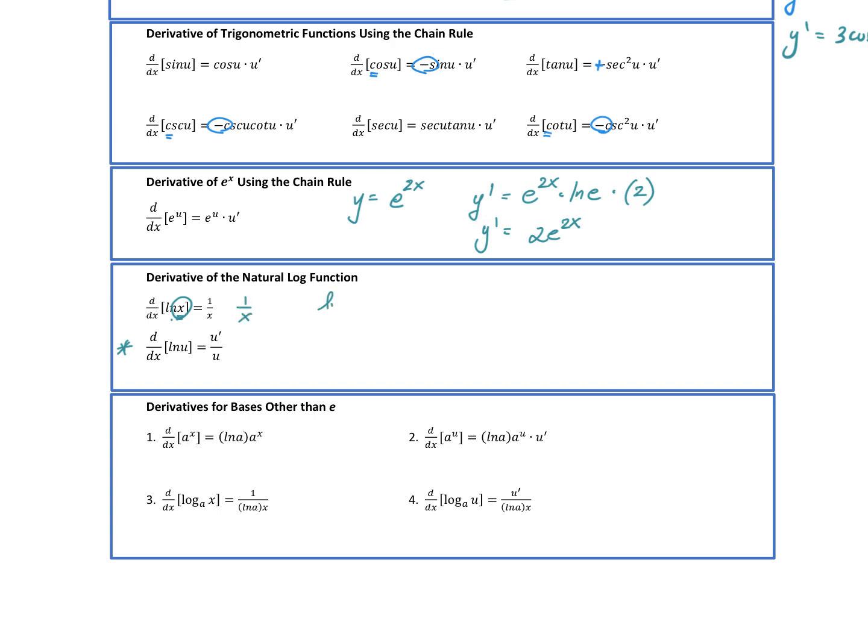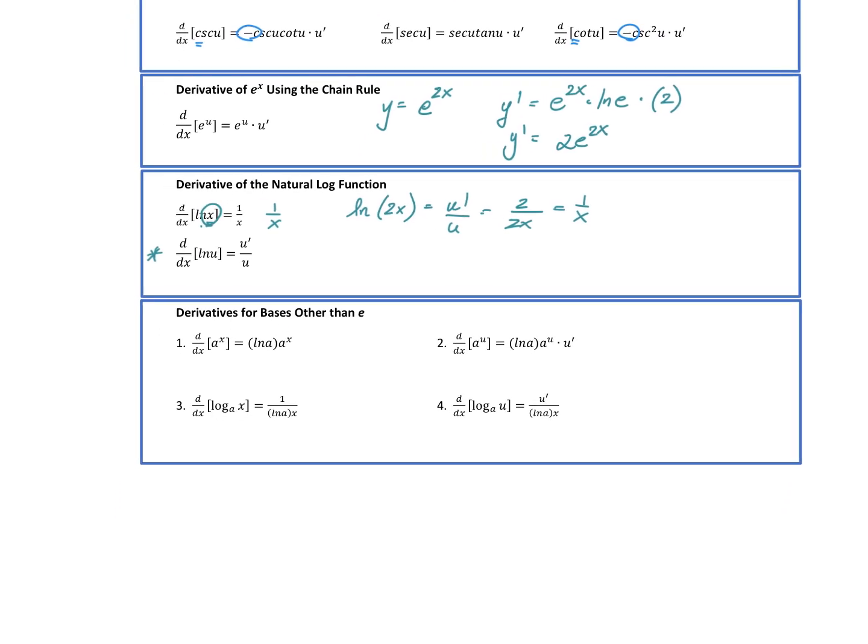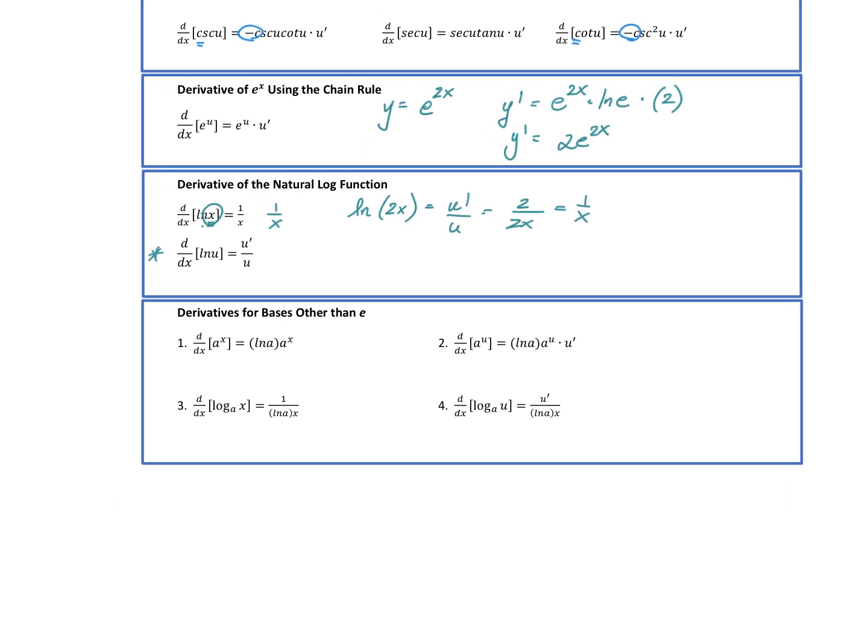If we had ln of 2x, it's u prime over u. U prime is 2 over 2x, which reduces down to 1 over x. And then these are all ones that you should memorize. You should really just memorize it in terms of u. That's the most common. These are the same thing, but this is just applying that chain rule to it.